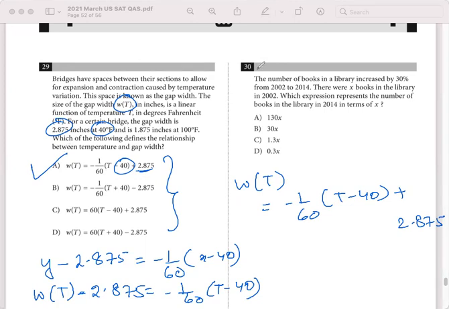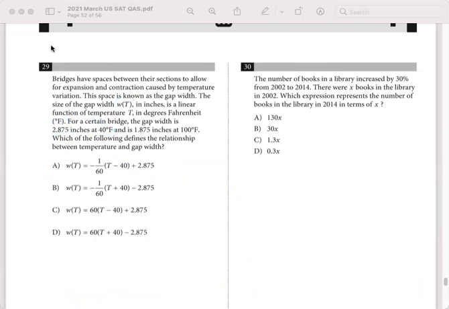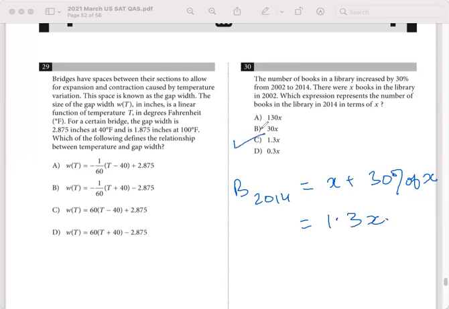Let's go to question 30. The number of books in a library increases by 30% from 2002 to 2014. There were x books in the library in 2002. Which expression represents the number of books in the library in 2014? Okay, so books in 2014 is x plus 30% of x, right? Because it increased by 30%. So that's just 1.3x, right? So that's option C, increase of 30%.